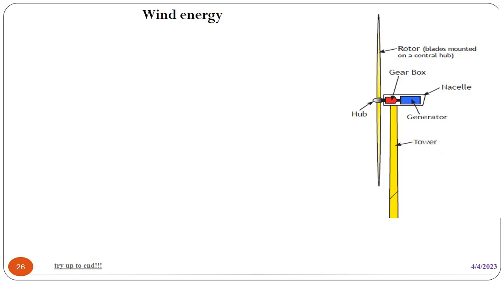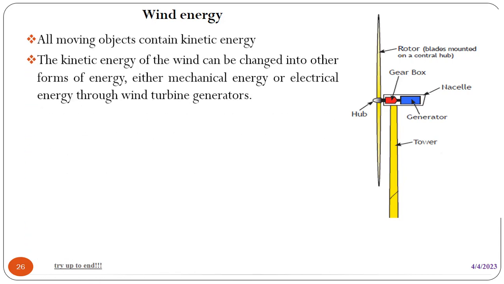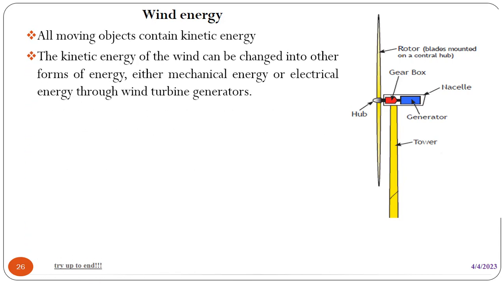As kinetic energy increases, we get a high amount of power that the generator generates. All moving objects contain kinetic energy, which is one half times mass times velocity squared. The kinetic energy of the wind can be changed into another form of energy, either mechanical energy or electrical energy, through wind turbine generators.